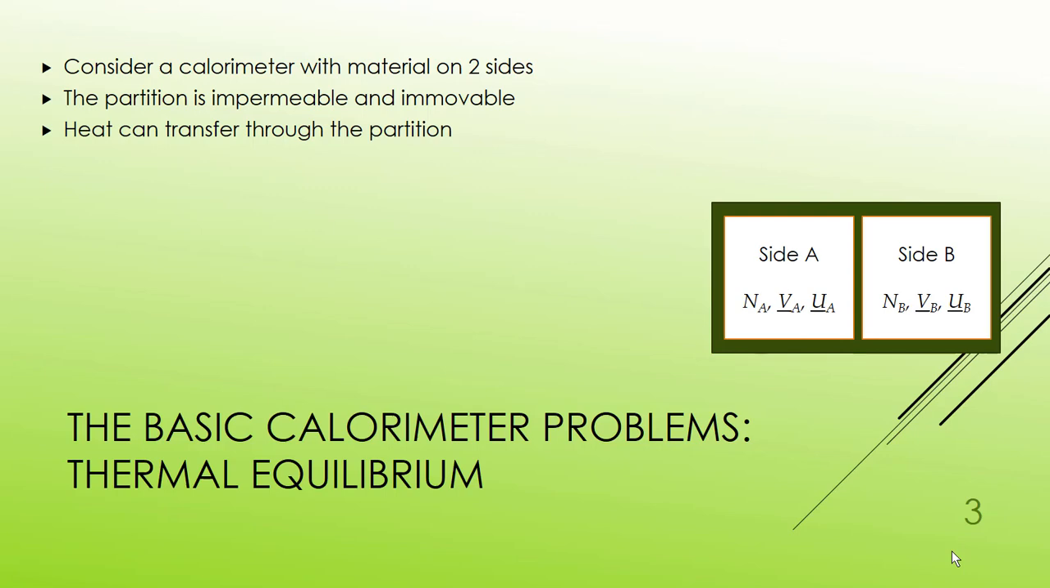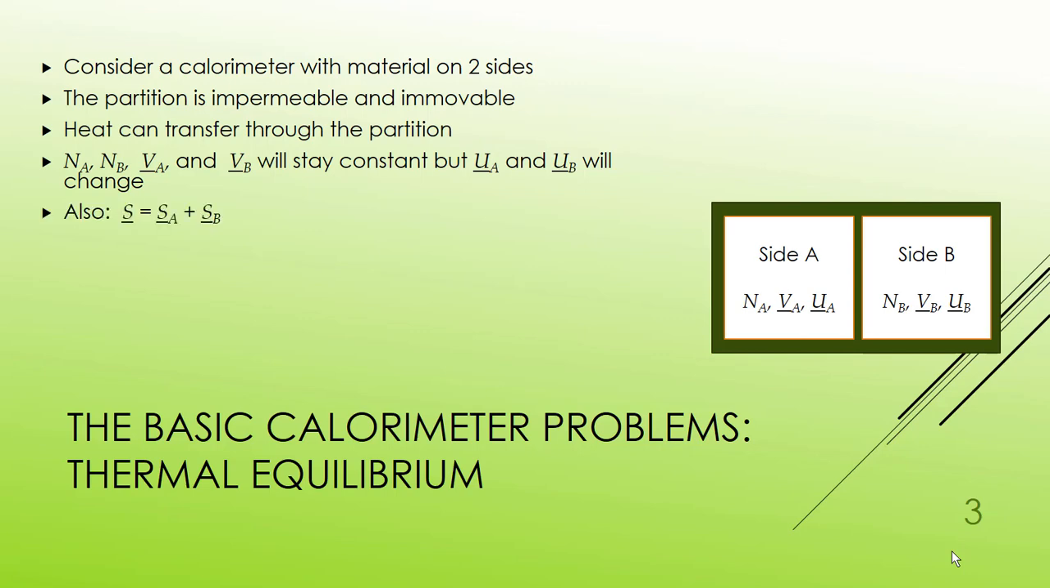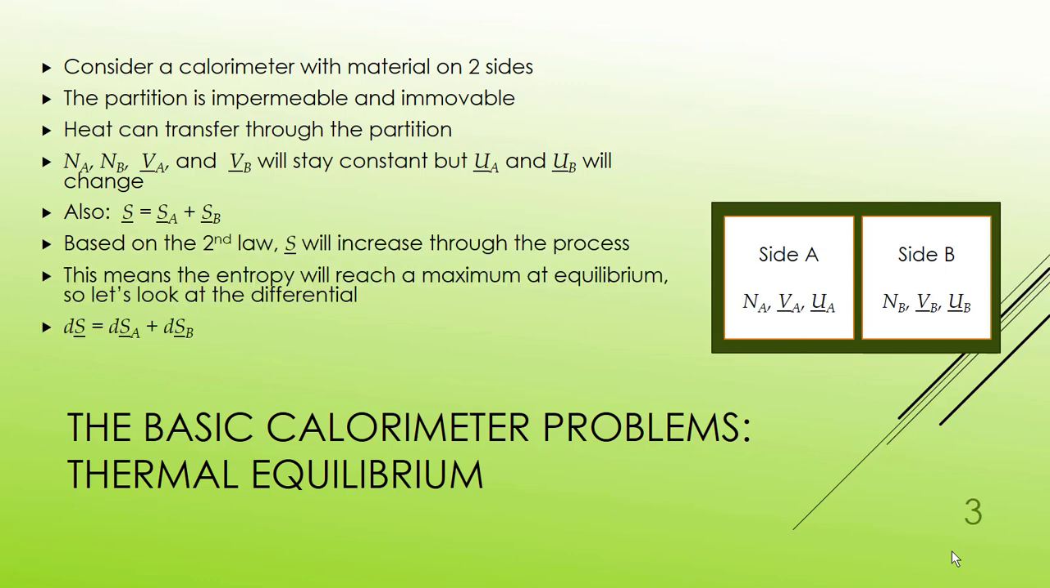And we're going to allow heat to transfer across this partition. So this means that the number of moles on side A and side B will remain constant. The volumes on side A and side B will remain constant. But the internal energies on the two sides can change due to that heat transfer. Since S is the sum of the entropy on side A and side B, we know that from the second law, entropy is going to increase throughout the process, which means it will eventually reach a maximum once no more changes happen. So that differential dS is the change in S on side A and side B.